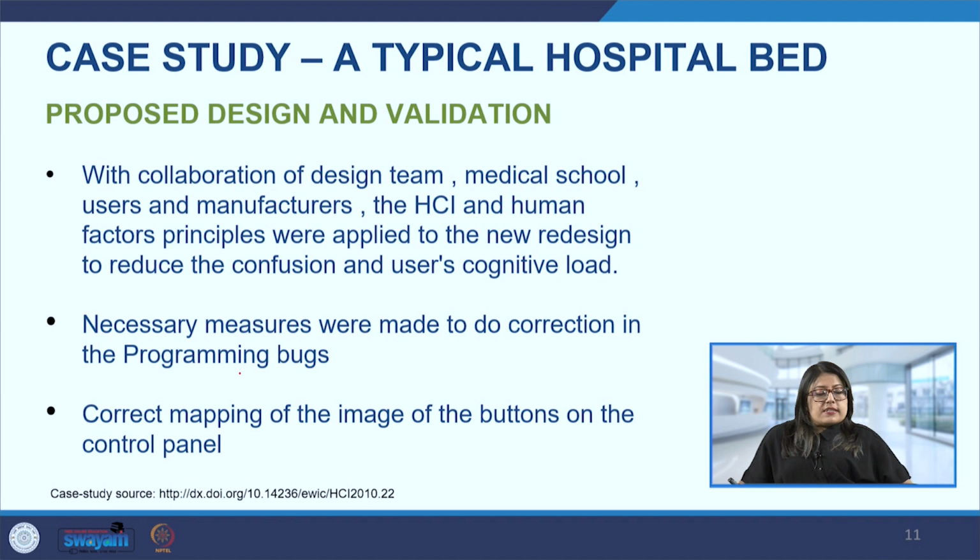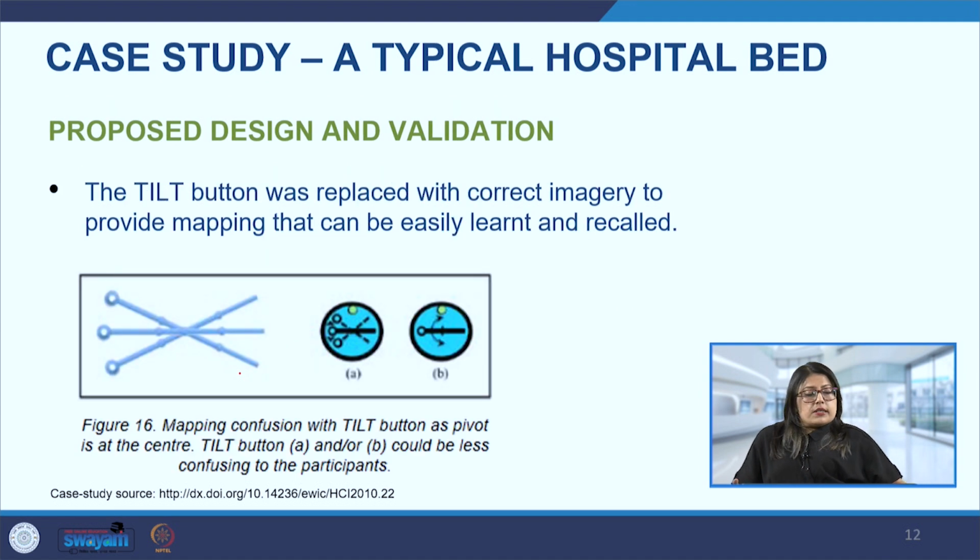Of course, at the same time, some other issues pertaining to bugs in the system were also fixed, and the correct mapping of the image of the buttons on the control panel was also undertaken. We can see here an important design proposal, which was for the tilt button, because the tilt button was creating a lot of confusion as it was unclear where it is tilting.